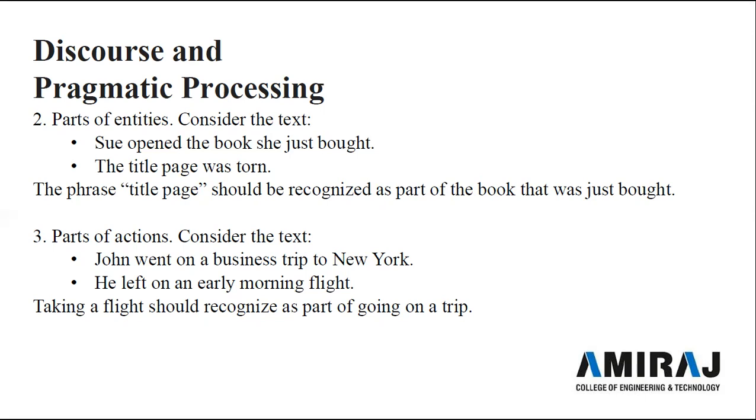Third one, part of actions. Consider the text. John went on a business trip to New York. He left on an early morning flight. So to understand the meaning of the second one, he left on an early morning flight, where and why did he go? So he went to New York to attend a business meeting or business trip.